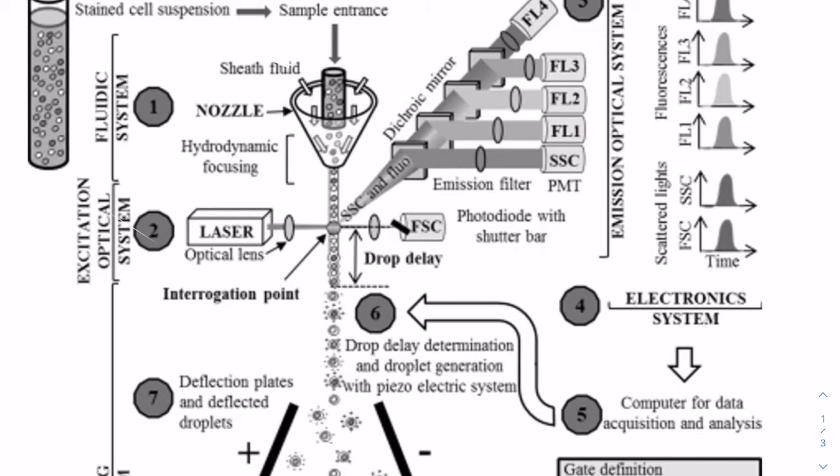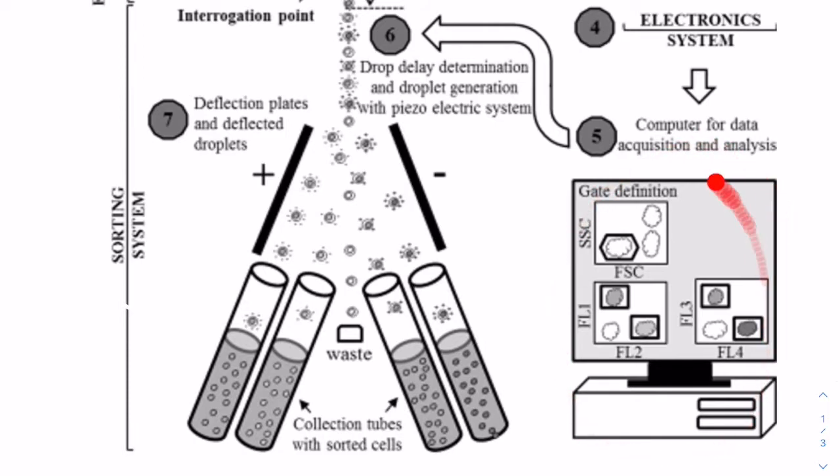Before that, it's separated based on wavelength by a series of dichroic mirrors in this photo-optical emission system. And then the corresponding light is received by these photodetectors. The voltage from these photodetectors is digitized and sent to an electronic system for computational analysis and something called gating, which I'll talk about later.